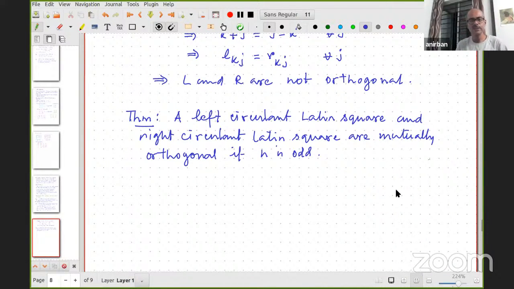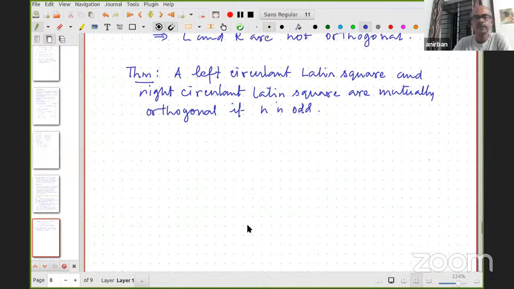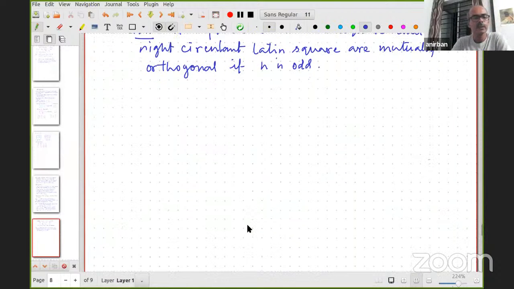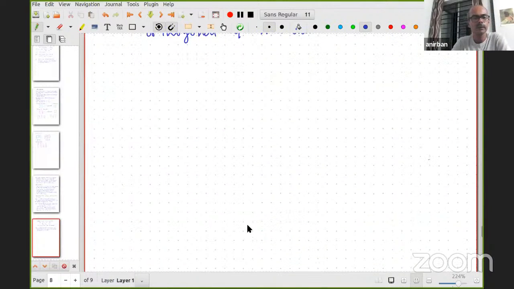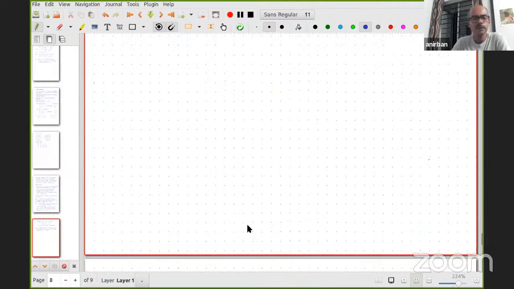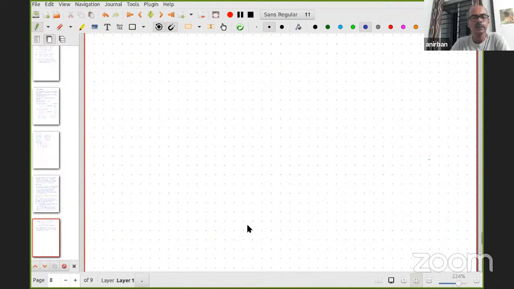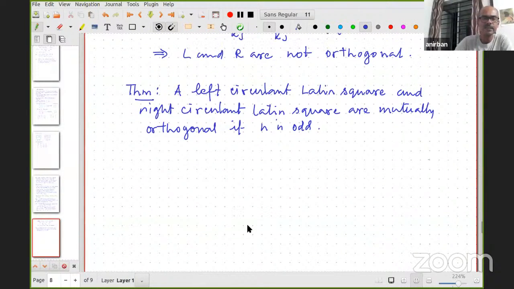I'm not proving this theorem now. I would include a proof when I send the notes. Yes, I would include a proof. That's better. So you can now easily solve for 5. Maybe that can be an exercise just to try that. I'll leave some space for the proof. Okay, I can just write it here itself.